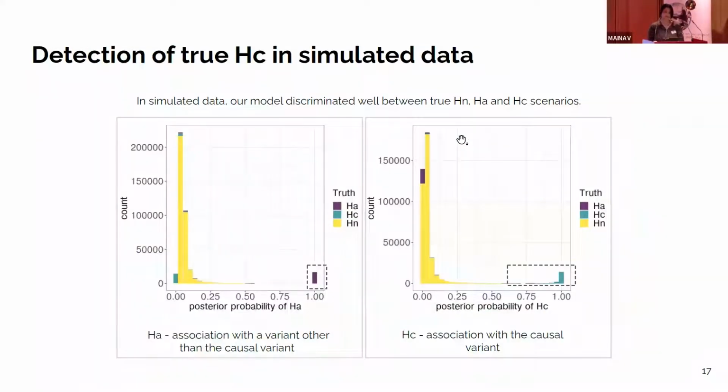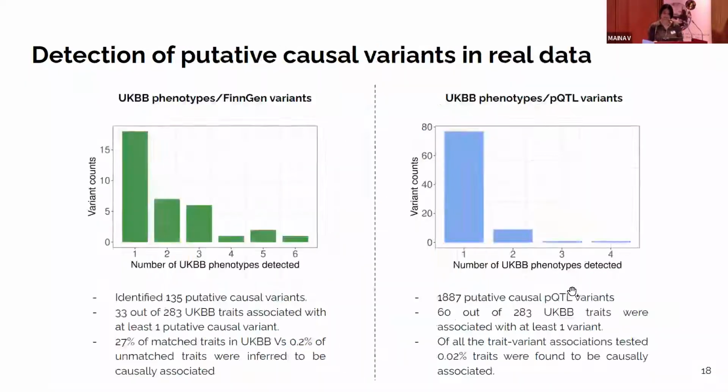So when we come to the simulated data, our model was able to discriminate well between all the true HN, HA, and HC scenarios. As we see here, we have a high posterior probability of HA for all the true HA cases, and a high posterior probability of HC for all the true HC cases.